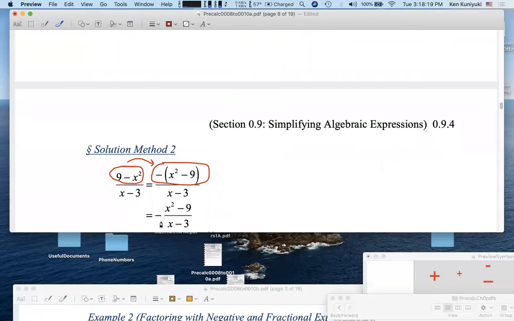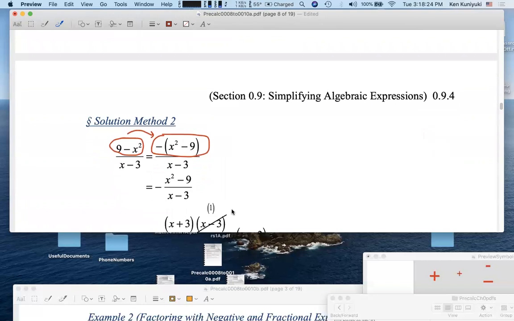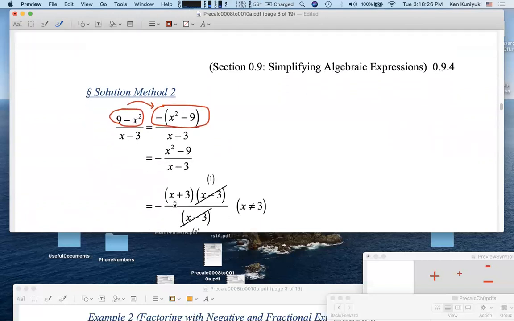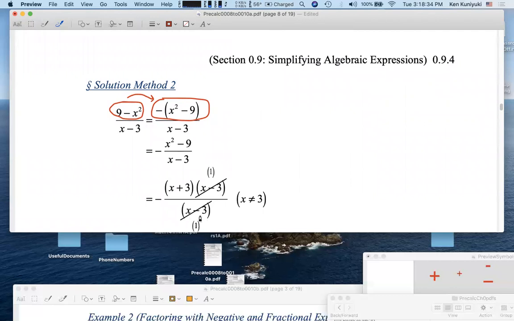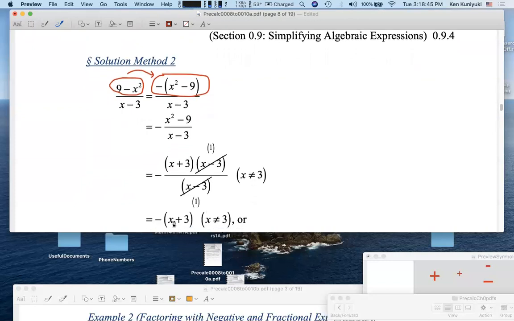So we pop out the -1 factor. X squared minus 9 factors, as you expect. The factor x plus 3 times the factor x minus 3. And then you have a perfect match. The x minus 3 factor up here has a twin, an equivalent factor down there, x minus 3. They divide out to 1. Still, it's good to indicate 1's in parentheses on the top and the bottom. And we get the opposite of x plus 3 together with the hidden restriction.